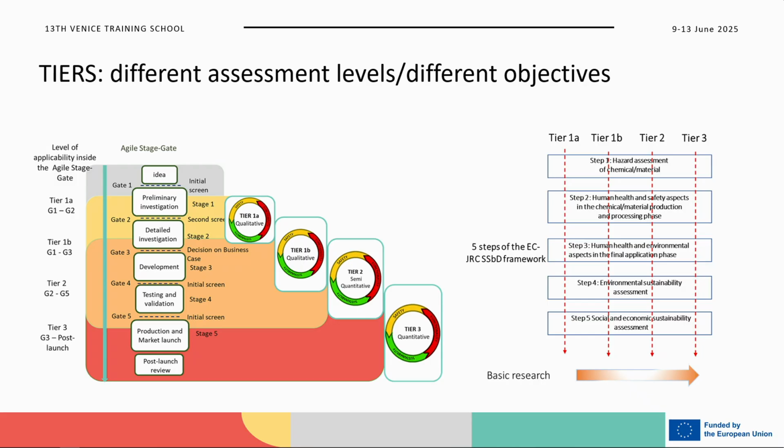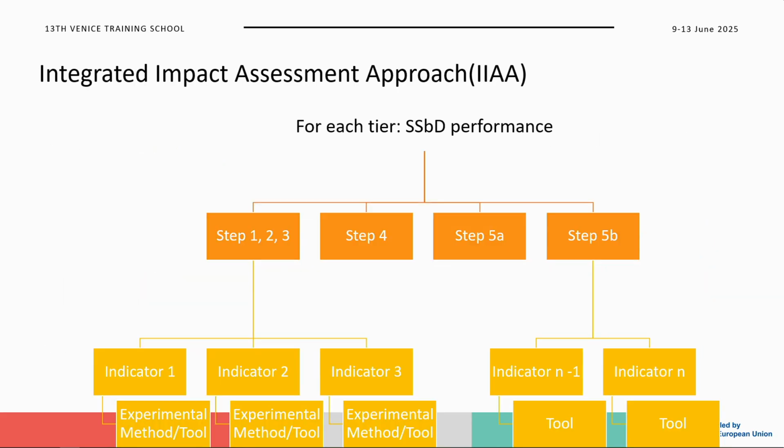Going a little bit more into detail about the integrated impact assessment approach and how it is composed, that is what we are developing within Sunrise. We can see it like a tree structure, where we have at the top the different steps of the GRC framework. We have summed up the first 3 steps, because it's the part related to safety, and we have also divided step 5A, that is social, from step 5B, that is economic, just to give more focus on these two.